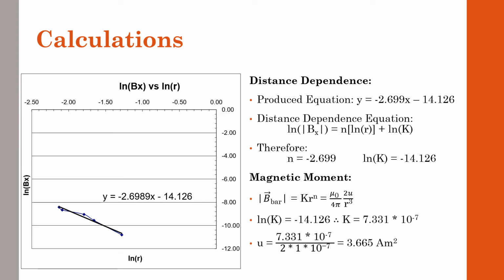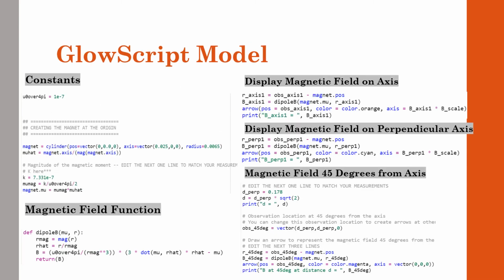Using the magnetic moment equation and the value of natural log of k from the previous distance dependence equation, I found that the magnetic moment from my data to be 3.665 A·m². I then created a GlowScript computational model to represent the same setup as created in the observed model to show the bar magnet and its production of a magnetic field at different locations. I entered constants, including the calculated value for the constant of k in the previous experiment, which was found to be 7.331 times 10 to the negative 7.